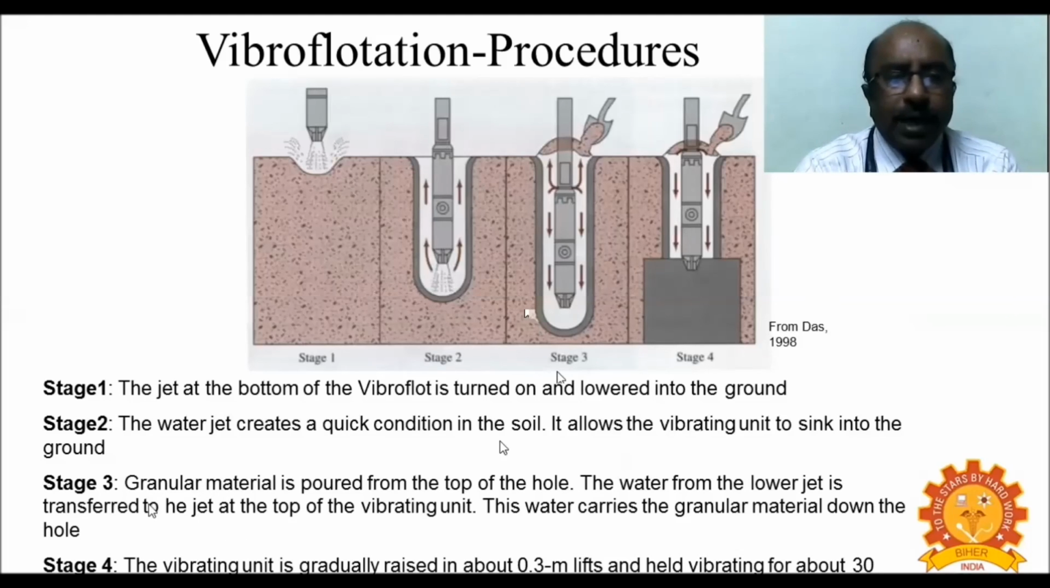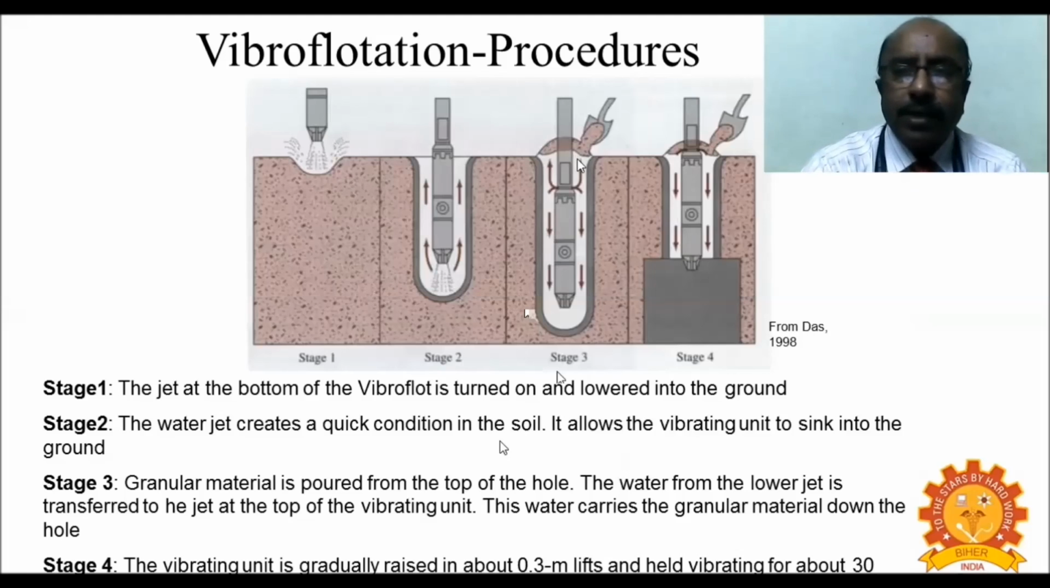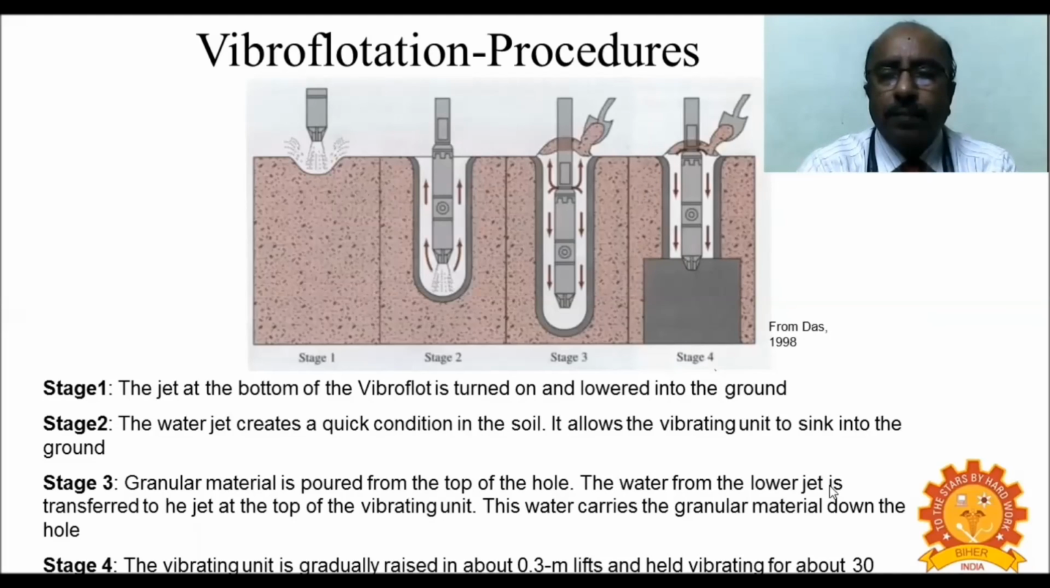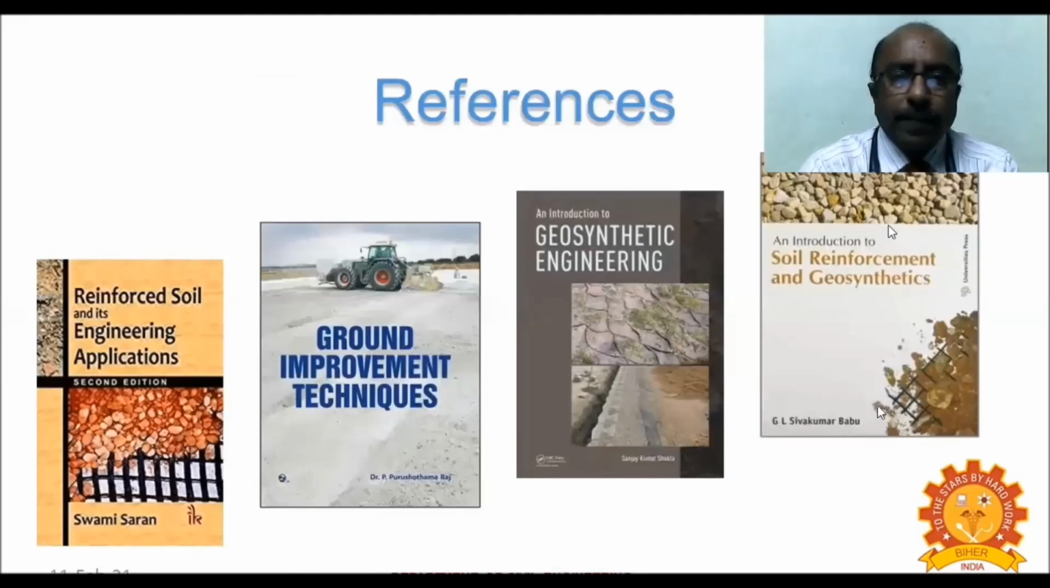So when it reaches the required depth, at stage 3 you pour the granular material from the top of the hole. What is the granular material? Blue metal or ballast. When you pour that into the space created by the vibrating unit, because of vibration the granular material is compacted, and thereby the entire space is filled with compacted granular material. Thereby the entire area becomes hard.